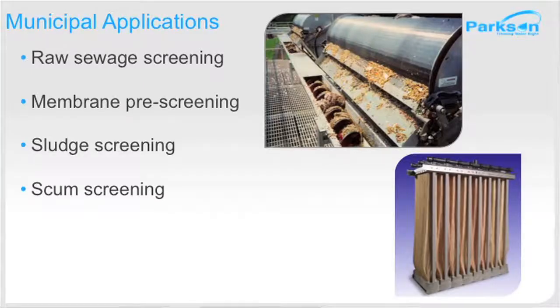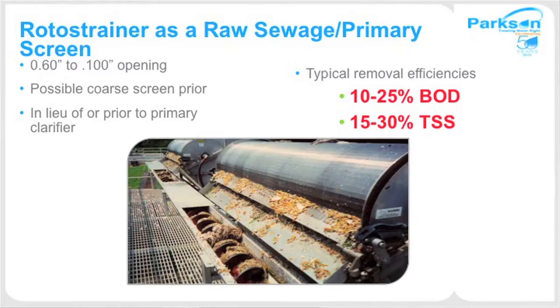So some of the municipal applications that we use rotor screens is the raw sewage screening as a primary screen, membrane pre-screening, sludge screening, or the scum screen. Getting into a little bit detail, here we see a Rotostrainer as a raw sewage primary screen. And we typically use 60 thousandths of an inch to 100 thousandths of an inch openings at the municipal applications.